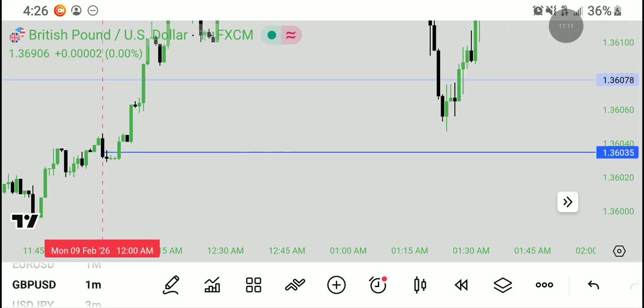And most of the time when it's New York session or London session, if the markets are already up, they will come down. If they are down, they will come up.